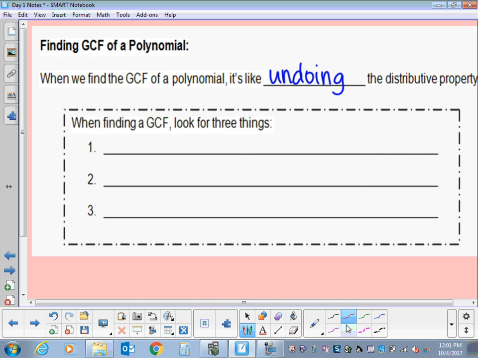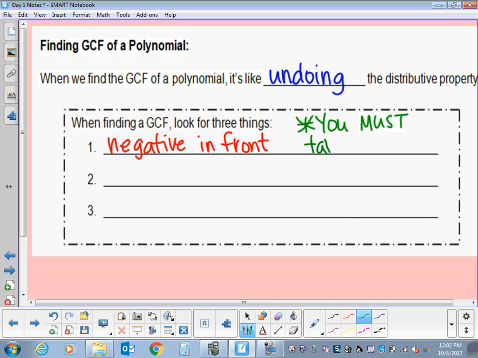There are three things that we look for when we're looking for the GCF. First things first. Is there a negative in front? Because if so, make a little asterisk over here. You must take it out. This is very important. Non-debatable. So you must take it out if you have a negative out front.